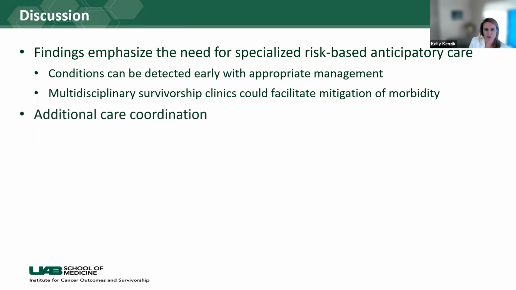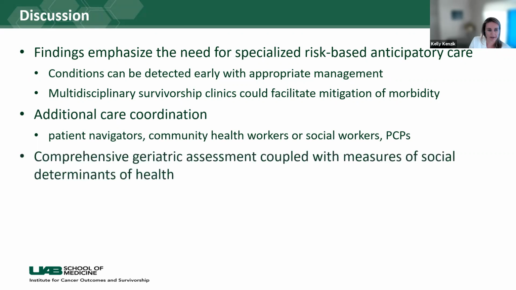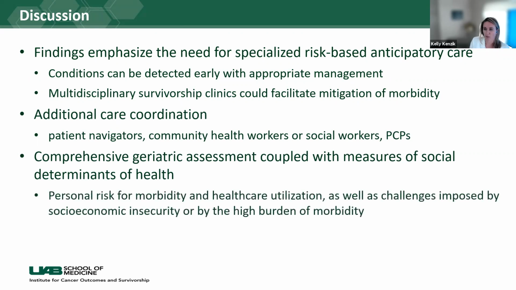Some of the other ways we can use this risk-based care is we can employ additional care coordination, which may include navigators, health workers, social workers, greater involvement of primary care. And then also making sure that things like geriatric assessments that are coupled with measures of social determinants of health are included, so that we can better understand the personal risk for morbidity, as well as some of the challenges that may arise due to socioeconomic status and the high burden of morbidity.